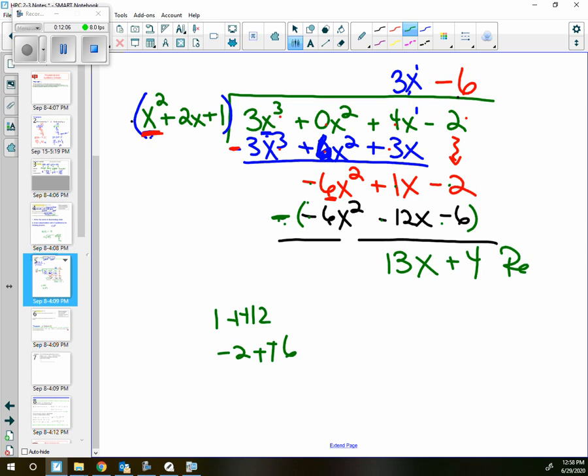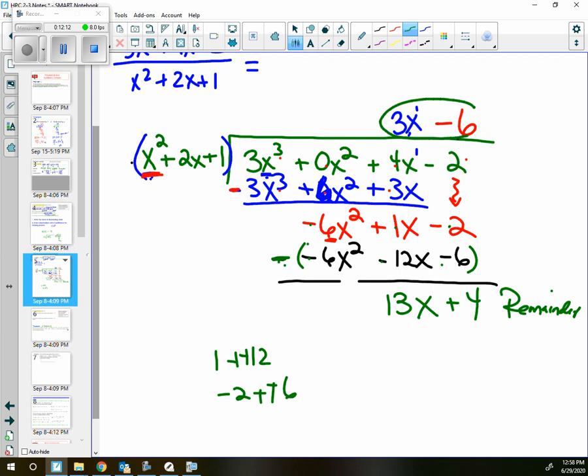So I have a remainder. Okay, so there's my remainder. What's my quotient? This is my quotient. That's my answer. That's the number of complete x squared plus 2x plus 1s I can get into that polynomial, but it didn't divide evenly.